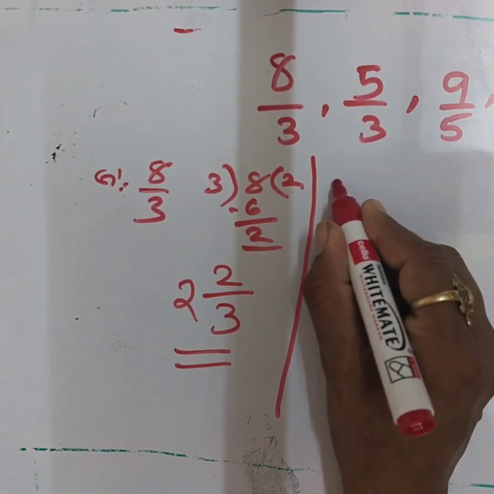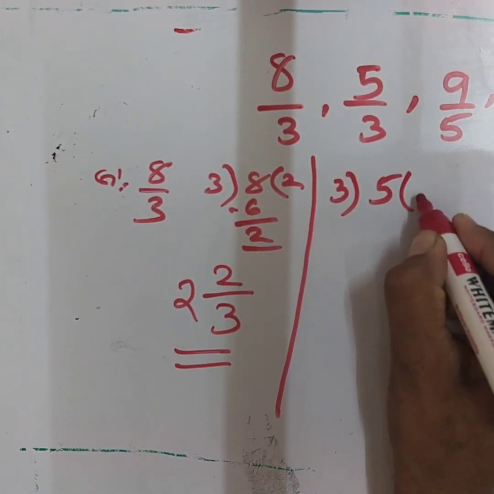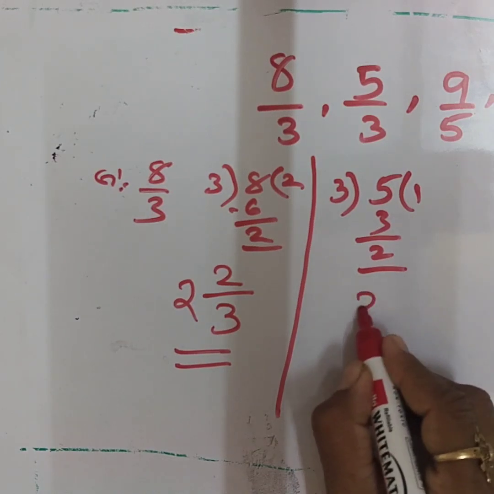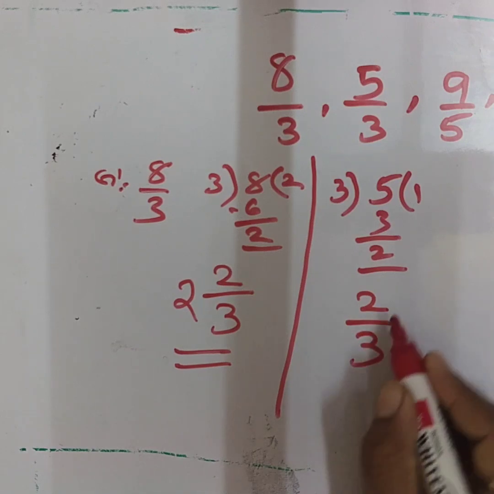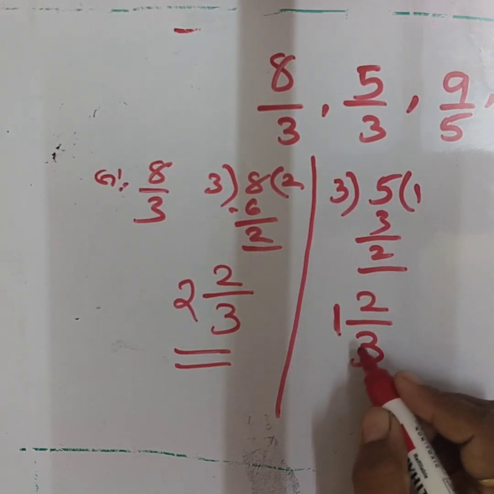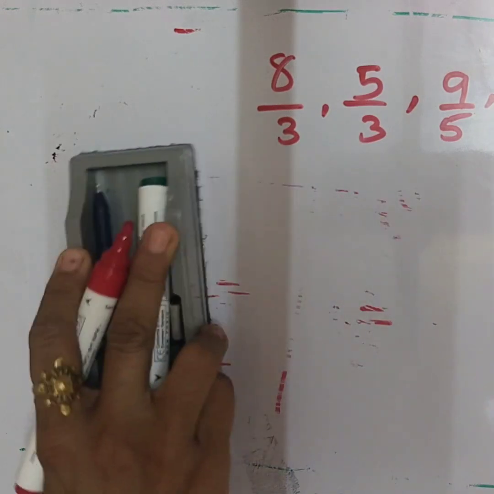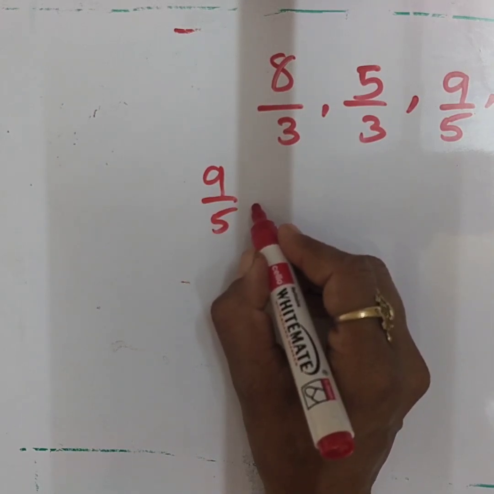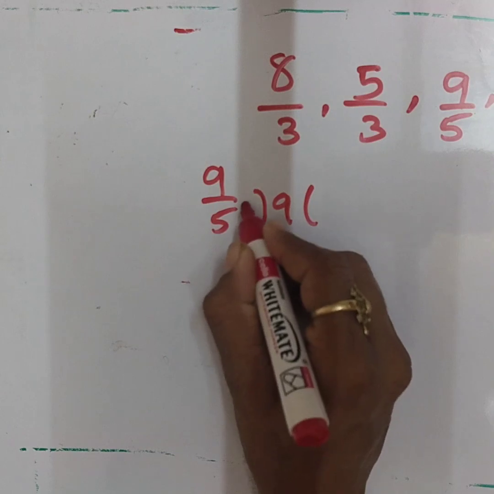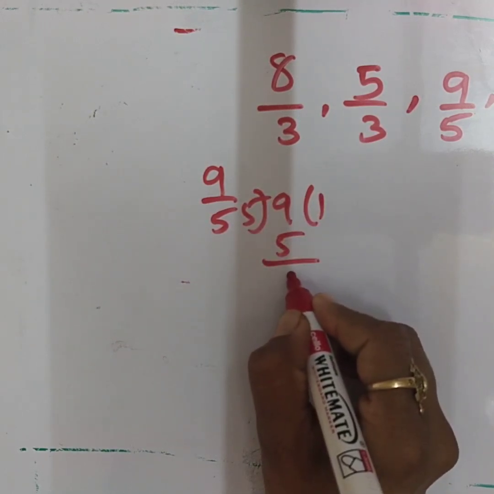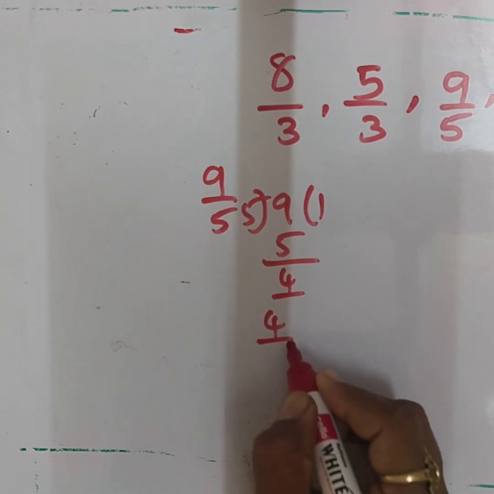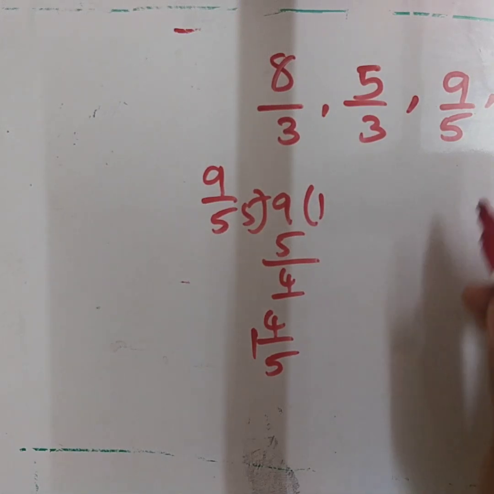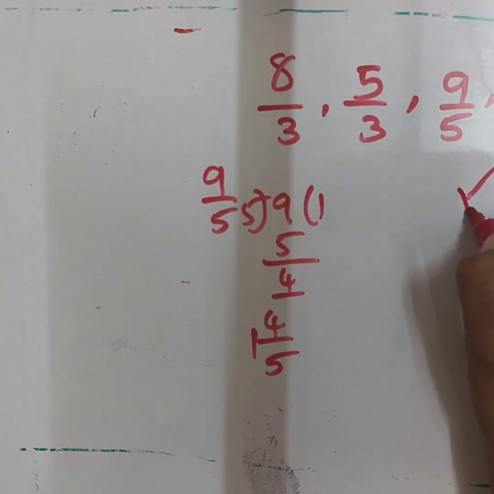Next we are going to solve 5/3. So we are going to directly divide 5 by 3. 3 1s are 3, subtracting we are getting 2. So if we write it, the remainder is the numerator, the divisor is the denominator, and the quotient I am going to write as the whole part. 1 2/3 is the answer. So next, 9/5. I am going to divide 9 by 5. 5 1s are 5, so we are getting 4. So 4 is written as the numerator and 5 is written as the denominator. 1 I am going to write like this. So 1 4/5 is the answer.